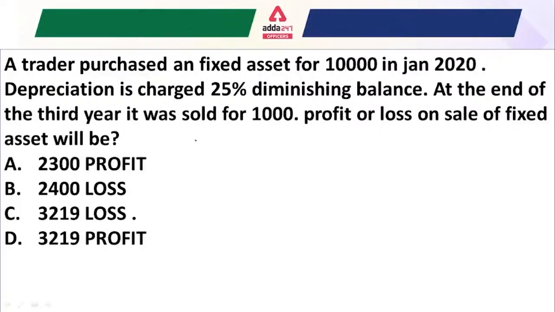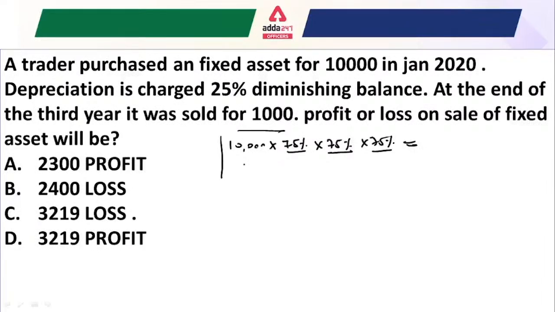We can also solve it in a very simple way in the examination. We have to find out the value of the machine after the third year. The only thing we have to do is multiply 10,000 rupees by 75% for the first year, again for the second year, and again for the third year, and whatever value we get would be the value of the machine after the third year. Now just calculate and tell me what the value will be.